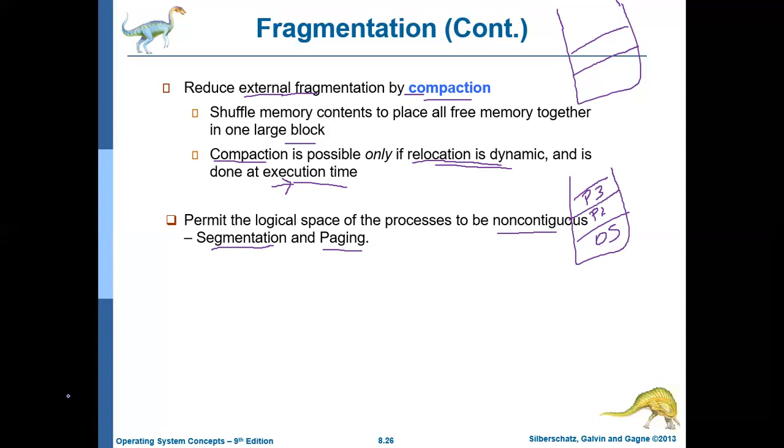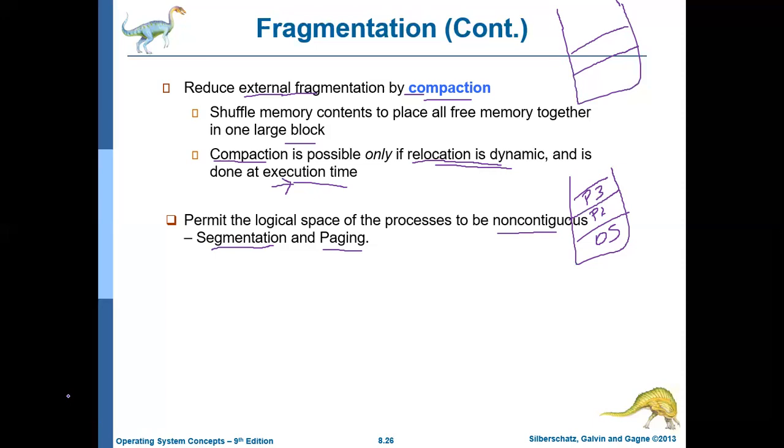External fragmentation can be reduced or avoided by using a technique called compaction. Compaction means moving all the allocated memory to one end and all the free memory to the other end, so that when a new process comes, you can again allocate memory to the free locations. But compaction is possible only if relocation or binding is done at runtime, at execution time. If binding is done at compile time or at load time, then compaction is not possible.